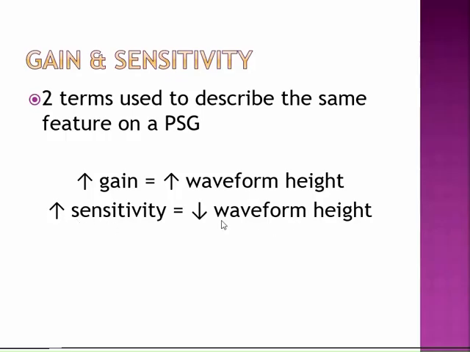Sensitivity has an inverse relationship to our waveform height. So the higher the sensitivity, the lower the waveform height. If we had a squaring off on a channel, we would want to either decrease the gain or increase the sensitivity in order to lower the waveform height to be able to fully see the channels deflect.